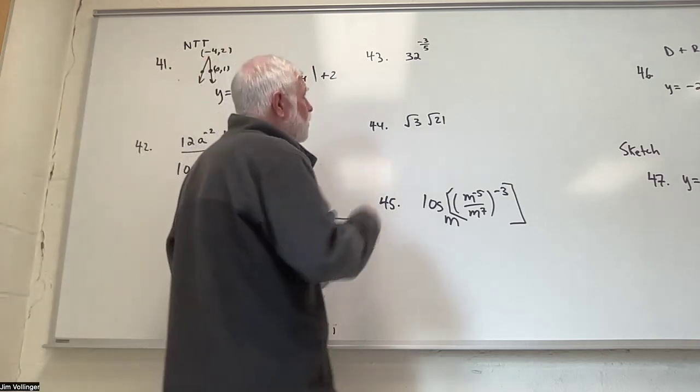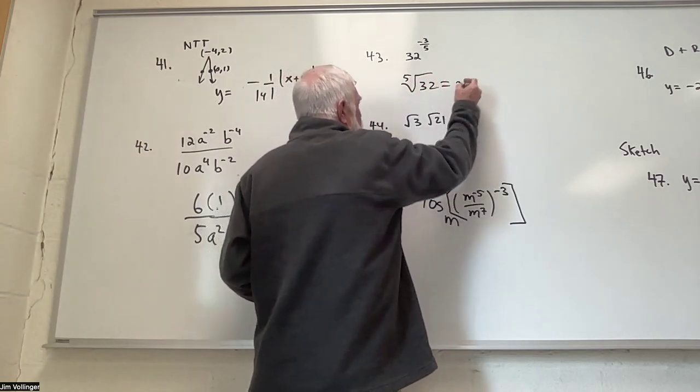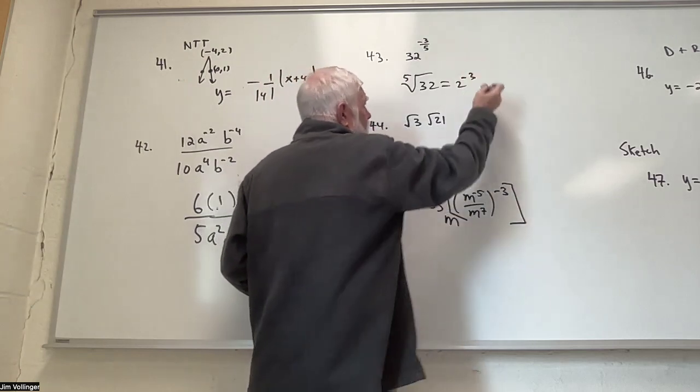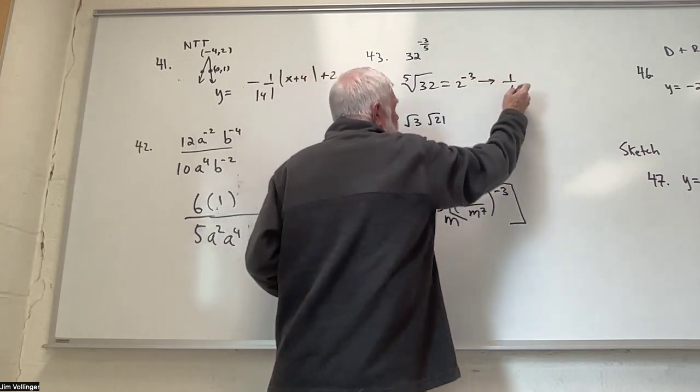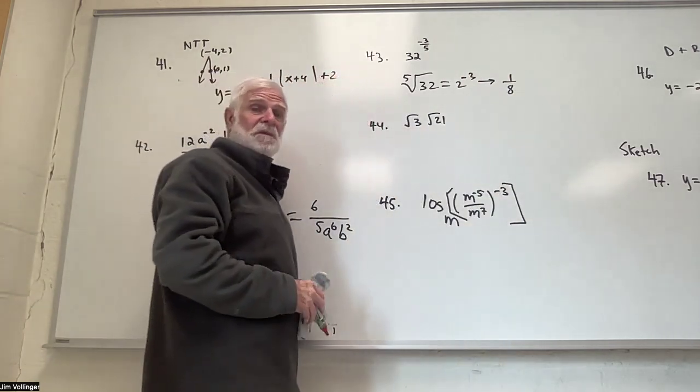32 to the -4/5. Well, I'm going to do the 5th root of 32 first. That's 2. So I've used that. I still have -3. Well, I hope we know that that's 1 over 8, 1 over 2 cubed. This stage, I think most of you know it.